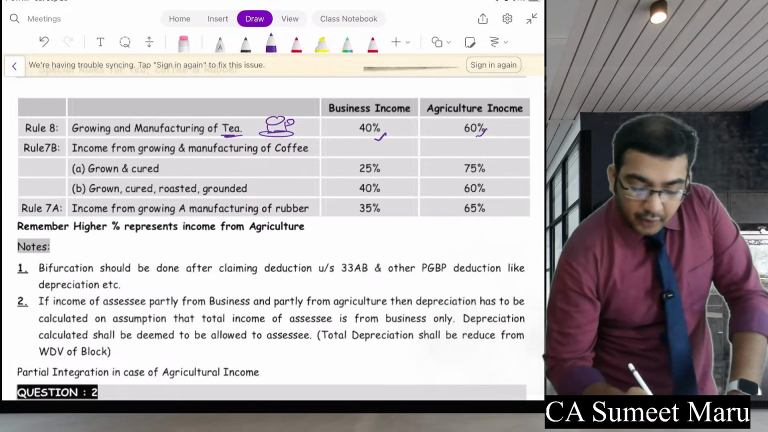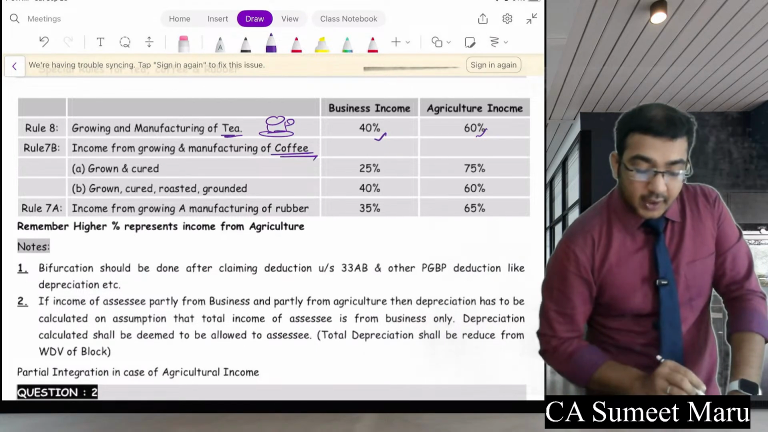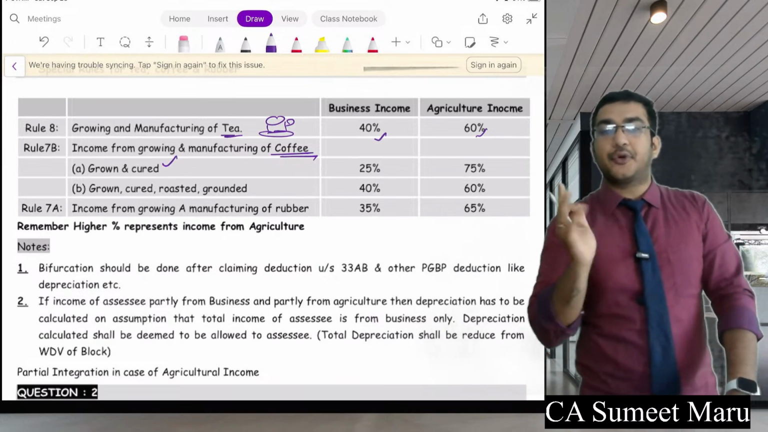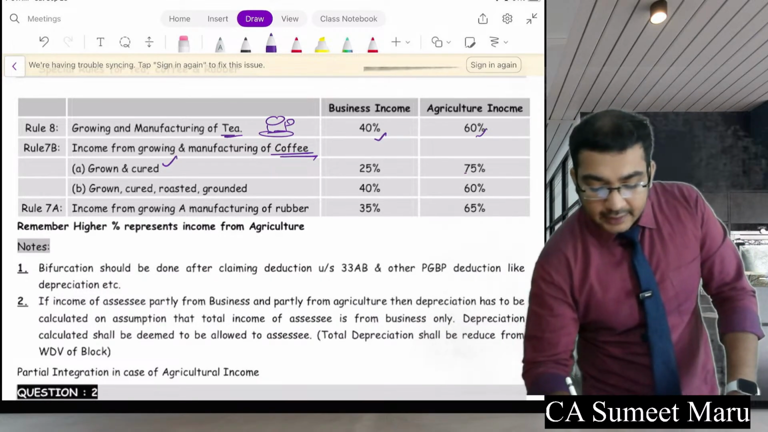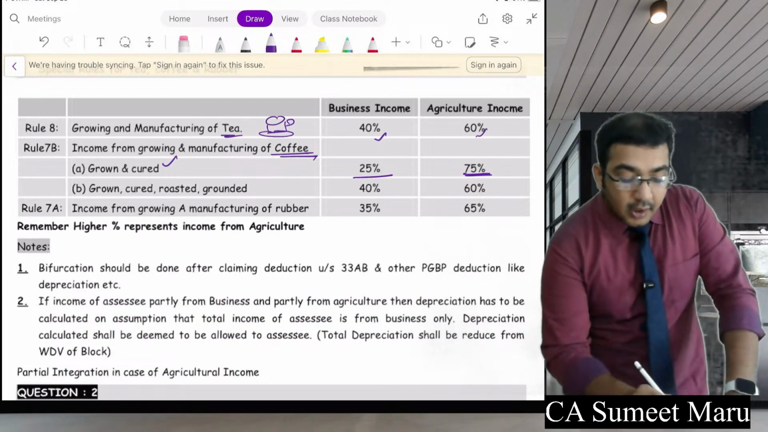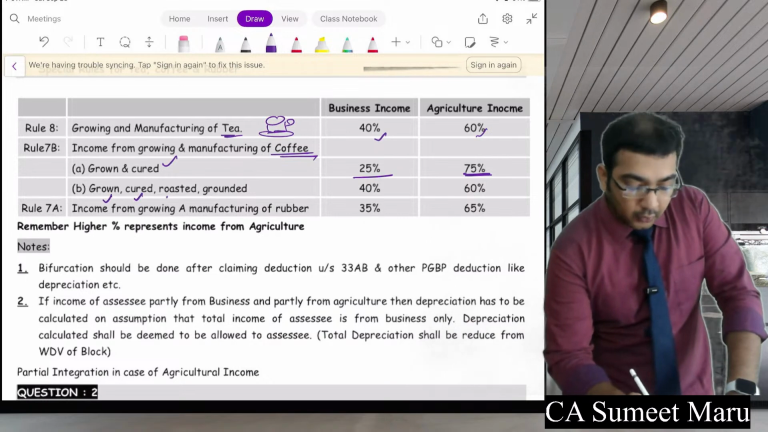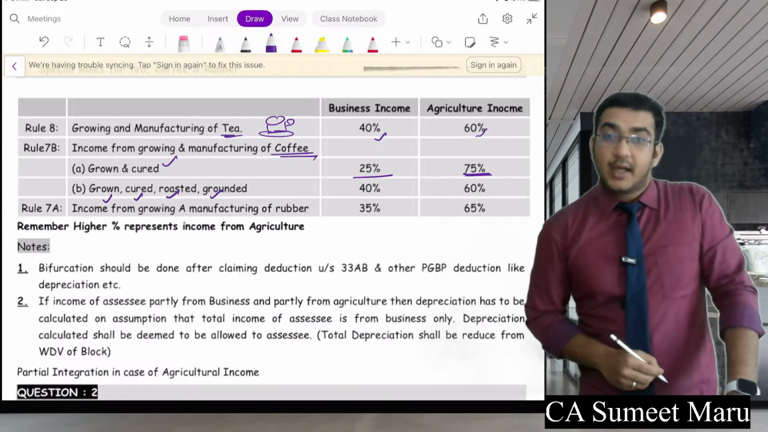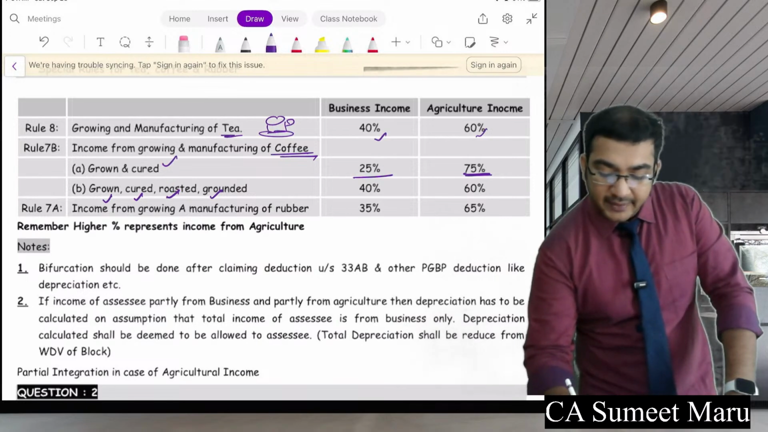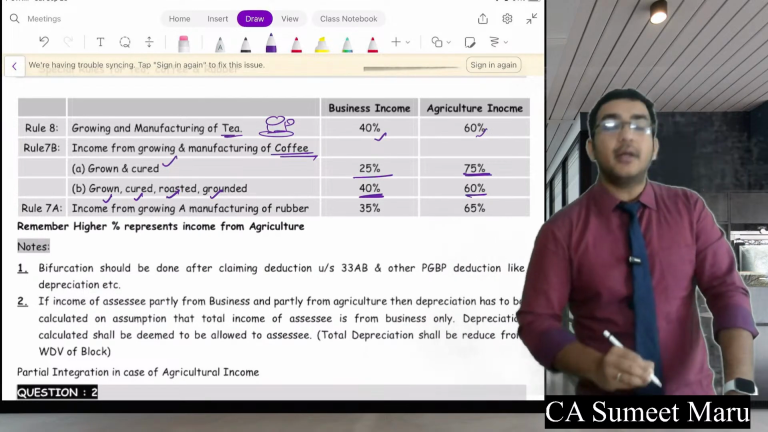Next, income from growing and manufacturing coffee. If you only grow and cure, that's it. You only grow the coffee and you cure the coffee. In that case, your agriculture income is 75% and business income 25%. Further, if you grow, cure, roast and grind as well, if you do all these 4 processes, in that case your agriculture income would be 60% and business income would be 40%.